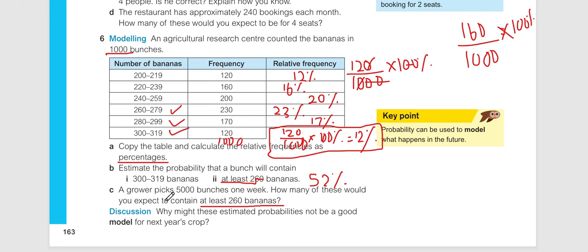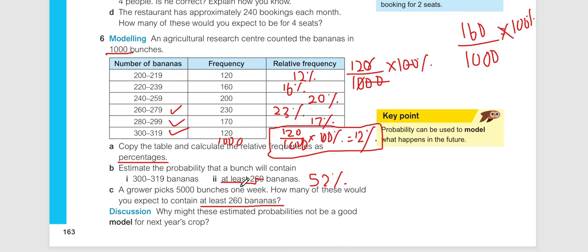Once again I'll explain. So the data given here is for 1000 bunches. So you already calculated the relative frequency for each group, which has the number of bananas here. Now they are going to tell you to find for 5,000 bunches, how many of these would you expect to contain 260 bananas at least? So again there is a condition you need to meet. I'll give 1 minute to find the answer. Okay, I hope the time is enough.